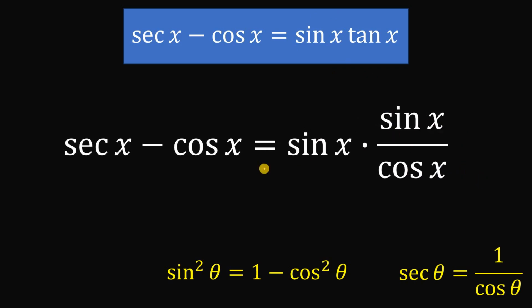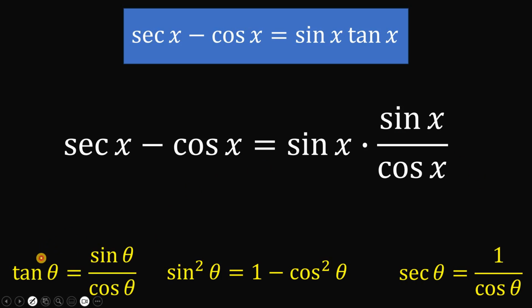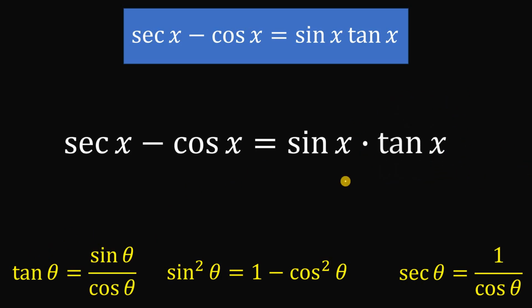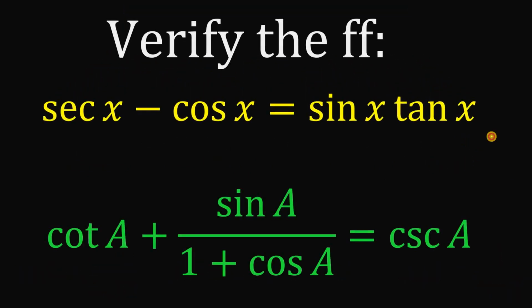And for the last identity, take note the sine theta over cosine theta must be equal to tangent of theta. Therefore, we can replace this sine x over cosine x with tangent of x. And there you go. The first identity is verified. So secant x minus cosine x must be the same thing as sine x multiplied by tangent of x.